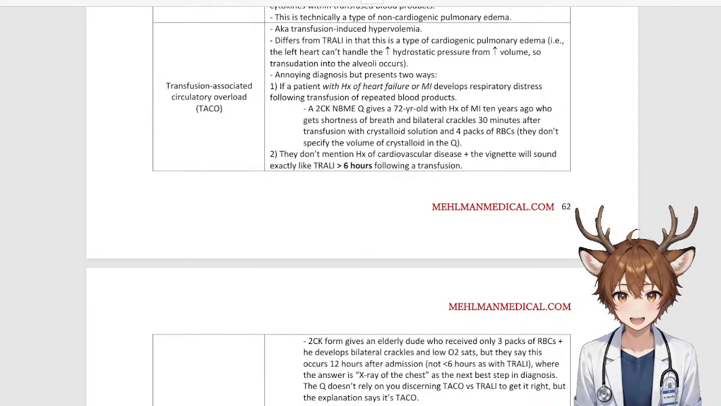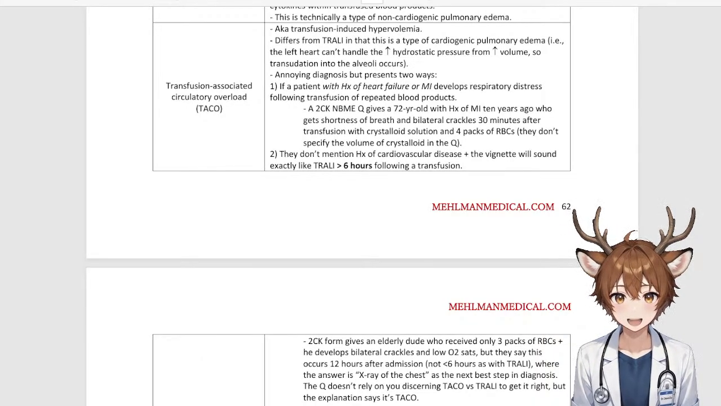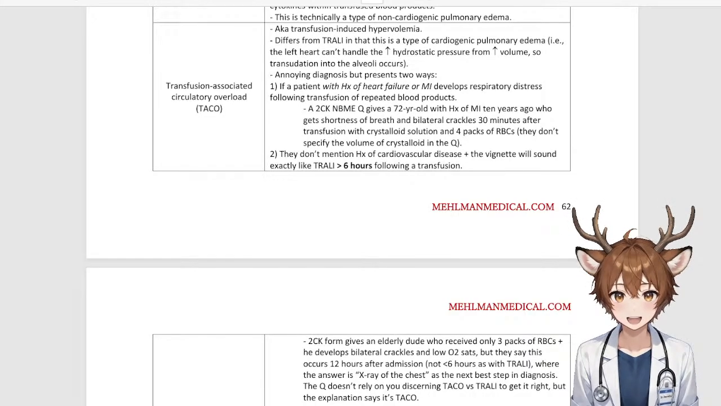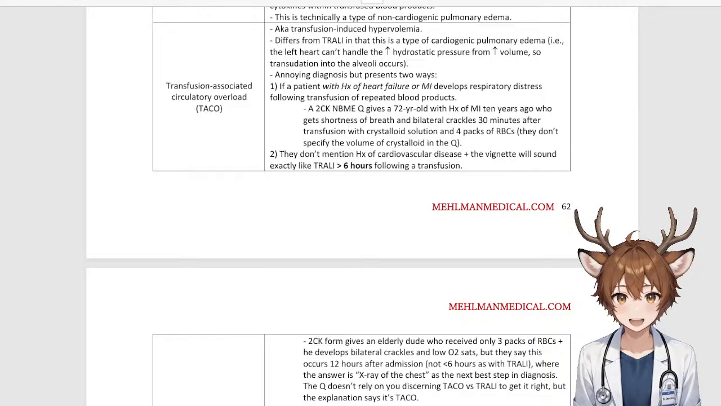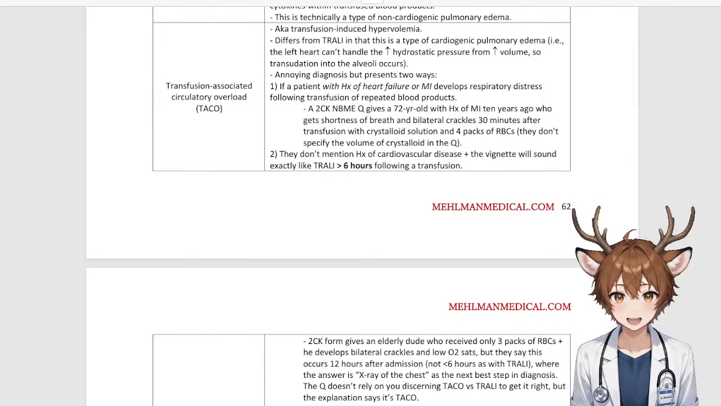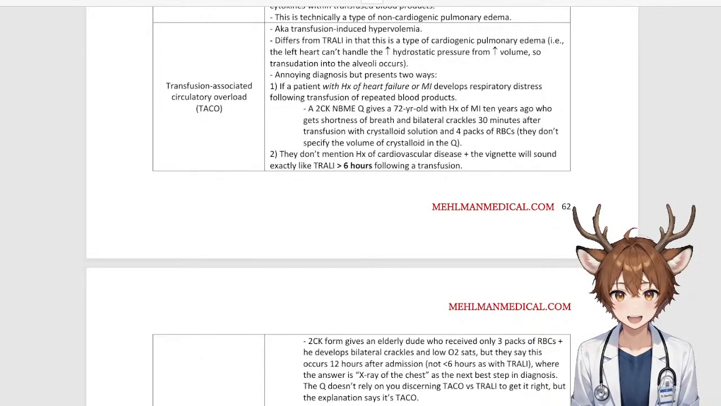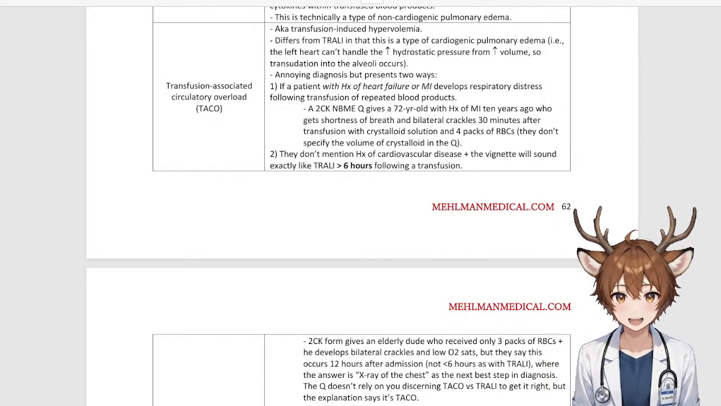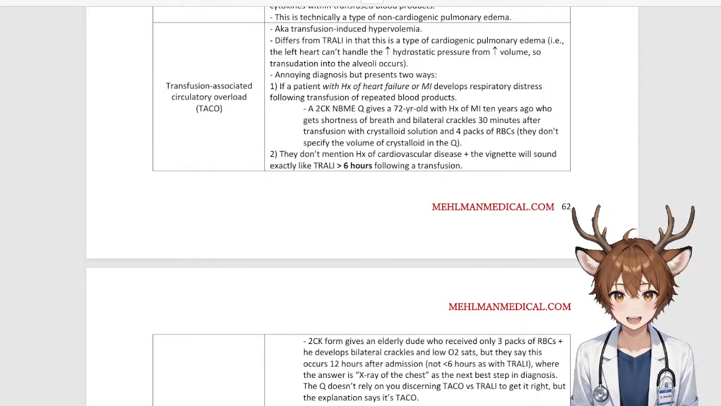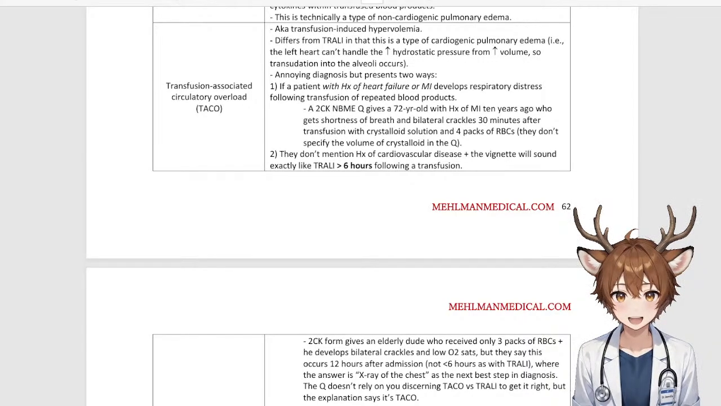The other possible presentation is, they don't mention the history of cardiovascular disease, plus the vignette will sound exactly like TRALI, greater than 6 hours following transfusion. The 2CK form gives an elderly dude who receives only 3 packs of RBCs, plus he develops bilateral crackles and low O2 saturation. But they say that this occurs 12 hours after admission, not the less than 6 hours as with TRALI, where the answer is X-ray of the chest as the next best step in the diagnosis. The question doesn't rely on you discerning TACO versus TRALI to get it right, but the explanation says it's TACO, because it's more than the 6 hours.